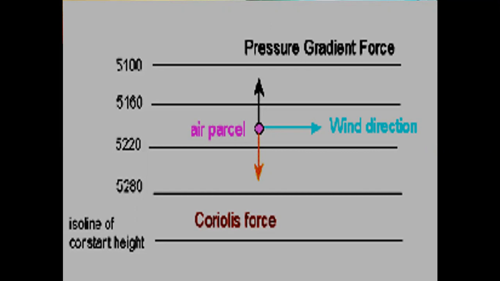Therefore, the velocity of the wind can be estimated from the spacing of isobars. Closely spaced isobars mean a steep pressure gradient and high velocity winds. Widely spaced isobars, on the other hand, indicate a weak pressure gradient and light winds.